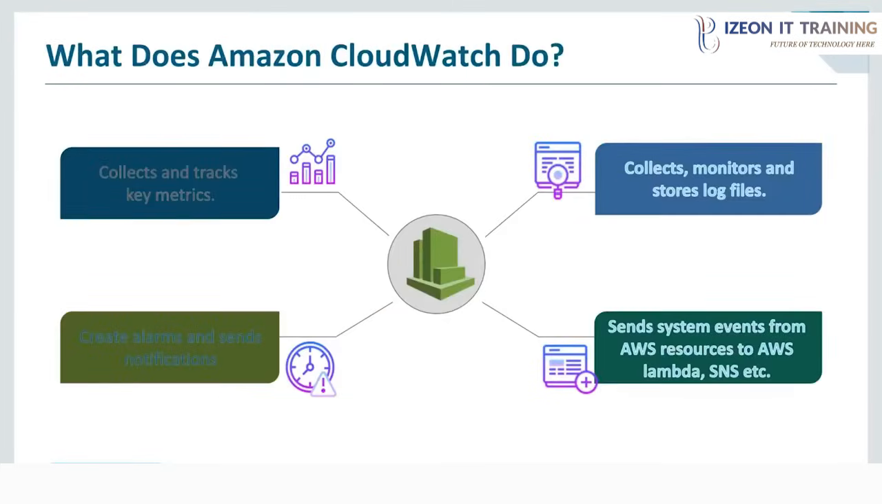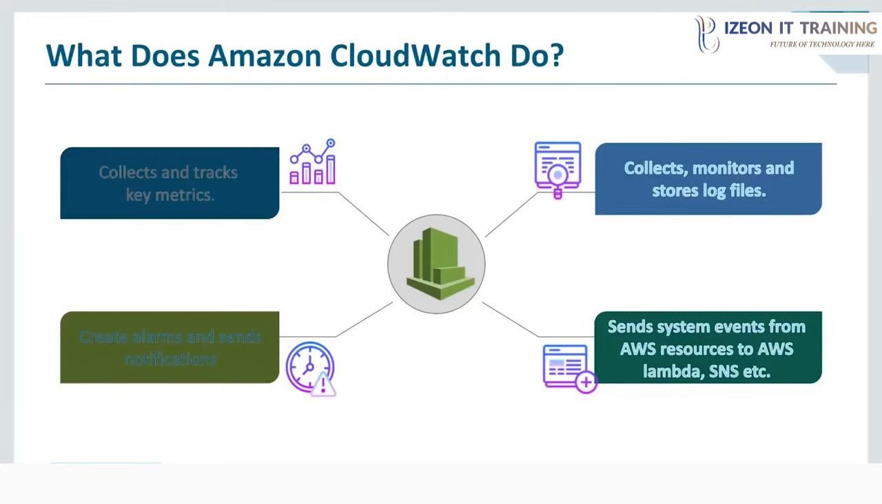Now, let's have a look at a few monitoring services offered by Amazon CloudWatch. Firstly, it provides a catalog of standard reports which you can use to analyze trends and monitor system performance. And then it monitors, stores, and provides access to system and application log files. Moreover, it enables you to set up high resolution alarms and send notifications if needed. And Amazon CloudWatch also sends system events from AWS resources to AWS Lambda functions, SNS topics, etc.